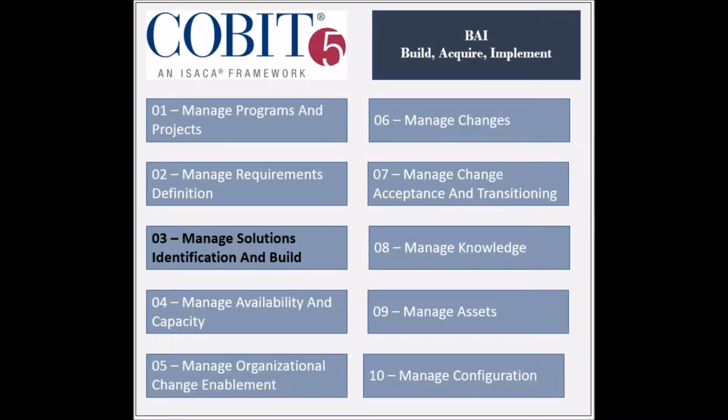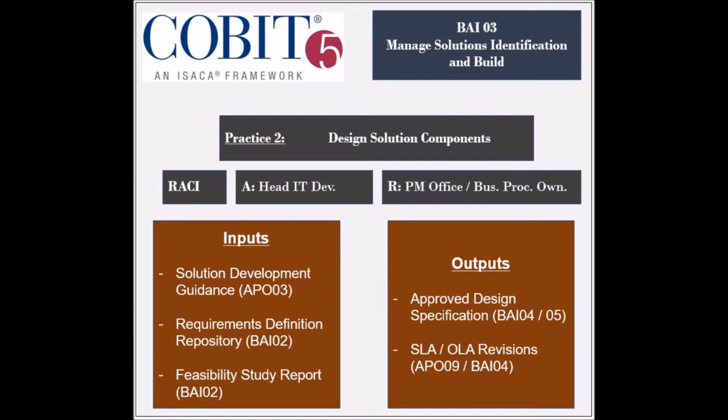The third process of the build, acquire and implement domain, called Manage Solutions Identification and Build, has 11 practices. The second practice is to design detailed solution components. From a RACI charts perspective, the entities that are held responsible are the business process owners and the project management office. The entity that is held accountable is the head of IT development.